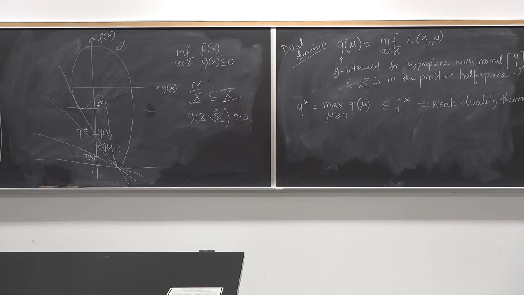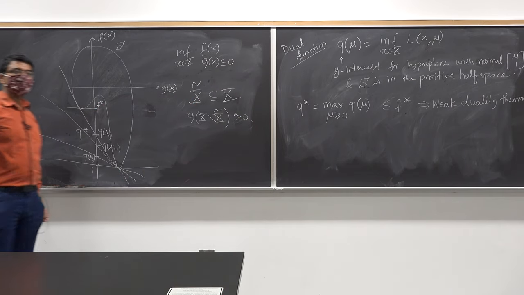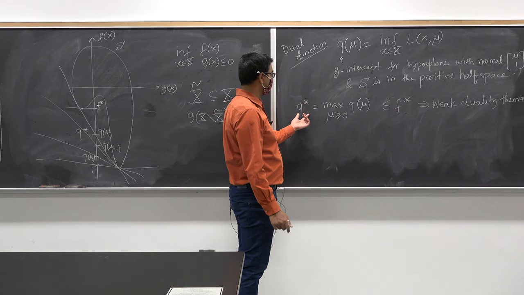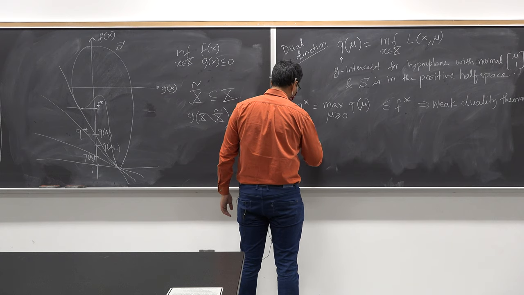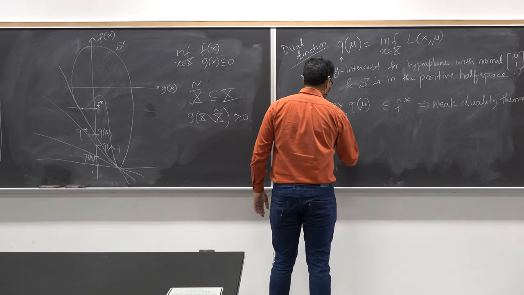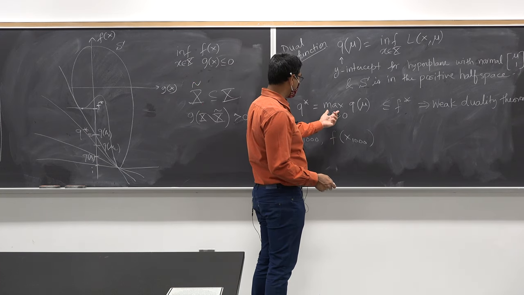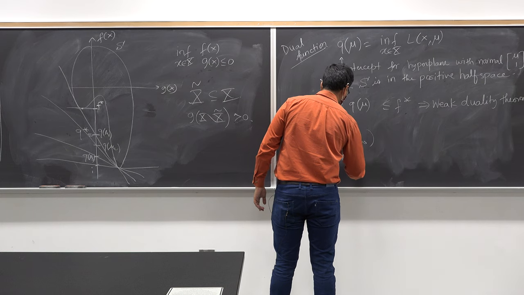Why would something like this be useful? Why would we be interested in computing a lower bound to F star? So let me rephrase the question. I have an algorithm which outputted x 1000. After 1000 iterations, you stop the algorithm and you have x 1000 and you have f of x 1000. You also ran this dual optimization and you got mu 1000 and you got q of mu 1000.